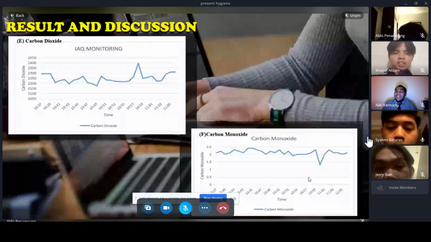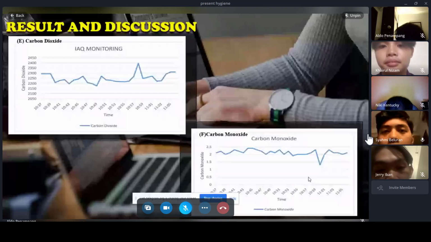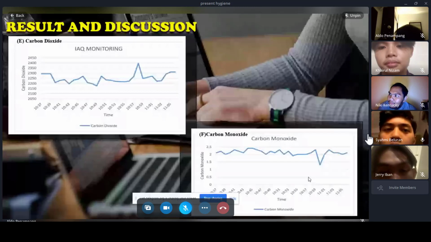Lastly is carbon monoxide. In this carbon monoxide graph, we can see that the carbon monoxide concentration in this STAAR room is below the permitted limit, in the range of 1.3 to 2.4 ppm, while the permitted limit is 10 ppm. However, although the carbon monoxide level is still under control, it is also very important to maintain and improve the ventilation system in the STAAR office. That's all for me. I pass to Anik.